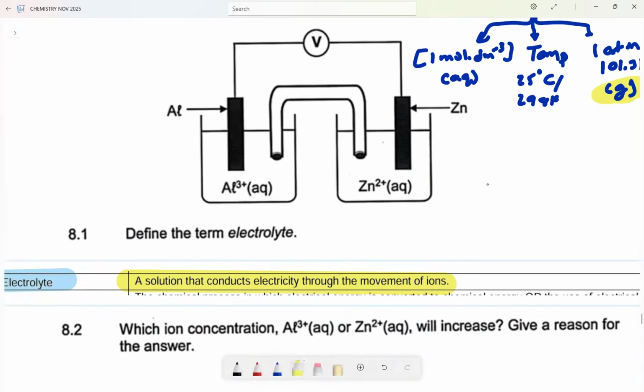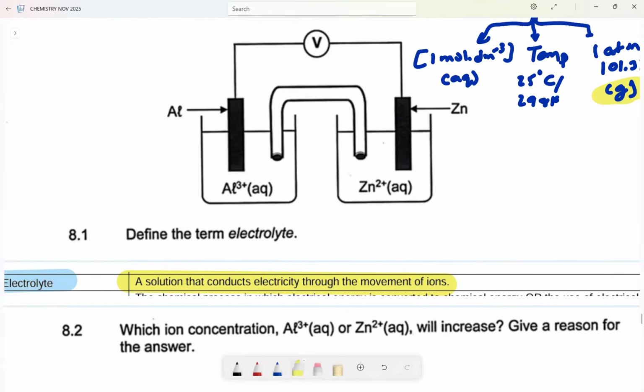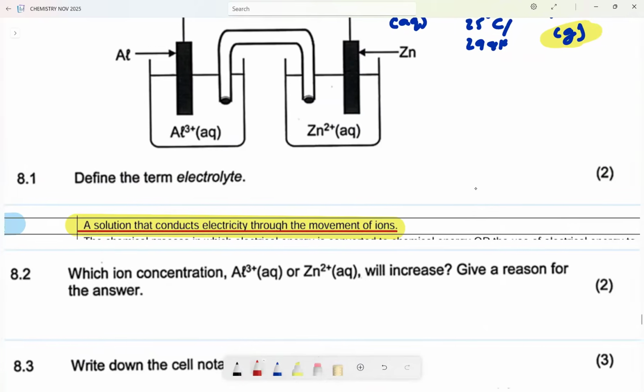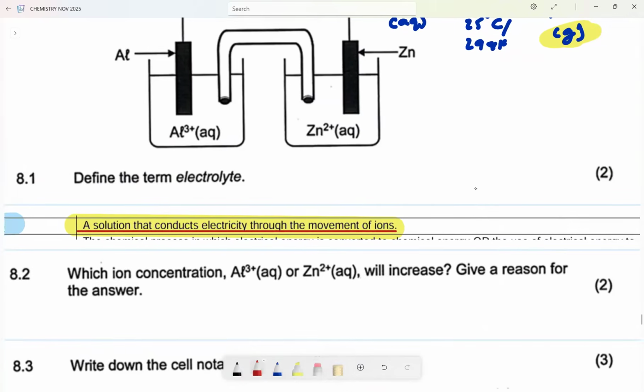All right. First things first, define what is an electrolyte. An electrolyte, it is what? We say it is a solution that conducts electricity through the movement of ions. So we know we have an electrolyte in here. We have an electrolyte in there. Which ion concentration, Al3+ or Zn2+, will increase? So you need to know which one will have a concentration that will increase.